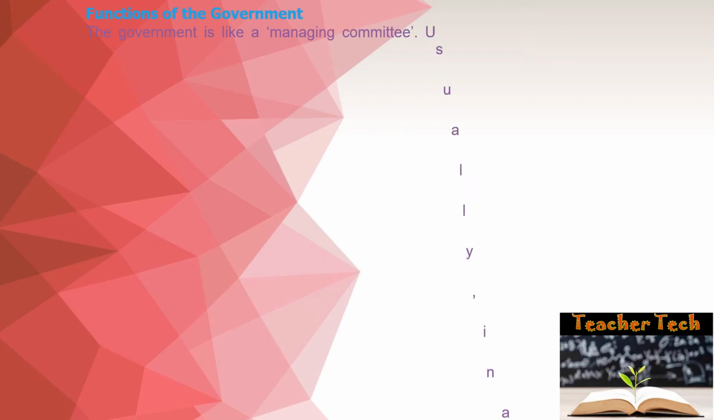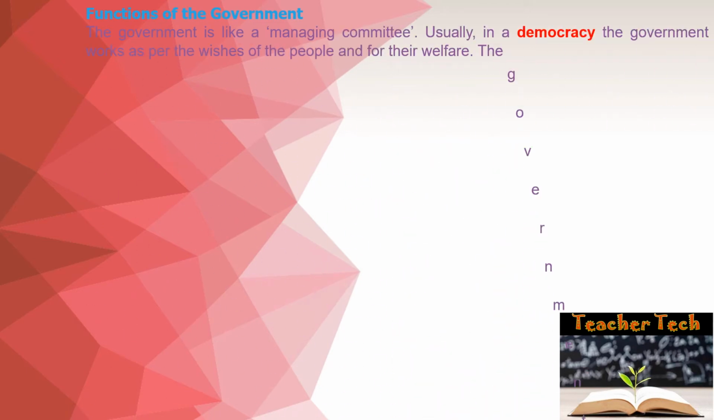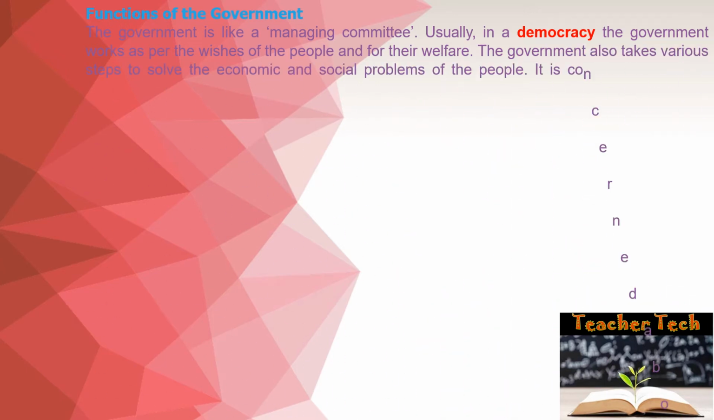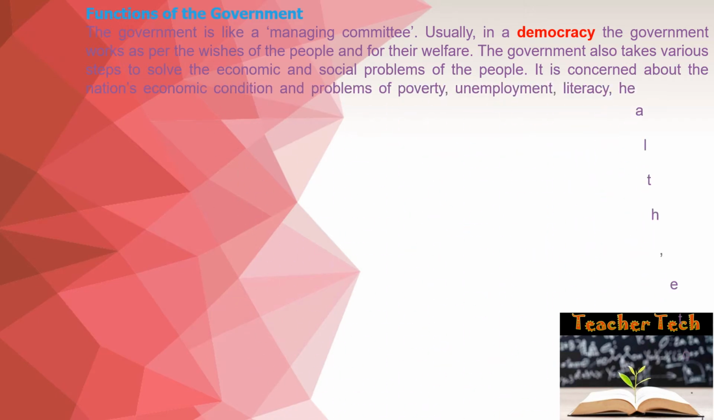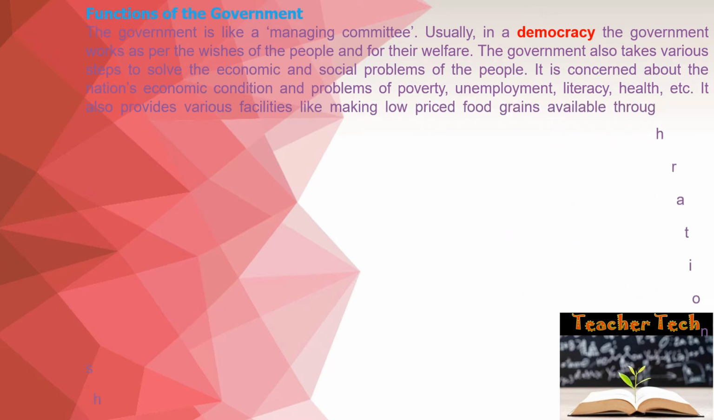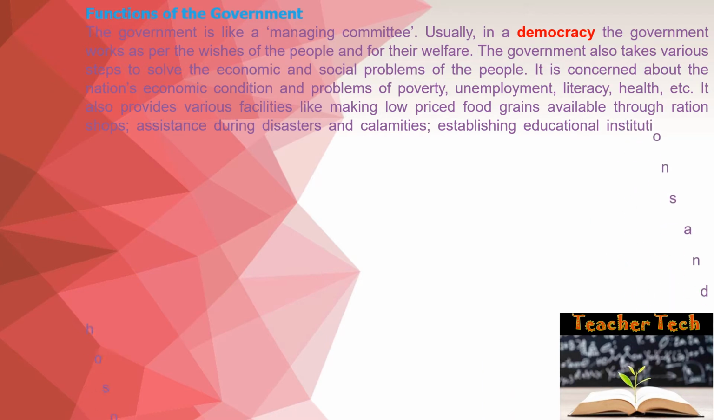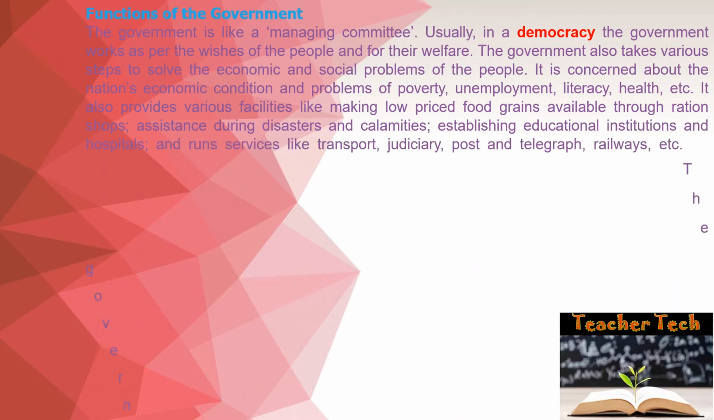Functions of the government. The government is like a managing committee. What is a managing committee, children? A managing committee is the group of people who are held accountable for the activities. Accountable means responsible for the activities of the organization. Usually in a democracy, the government works as per the wishes of the people and for their welfare. The government also takes various steps to solve the economic and social problems of the people.